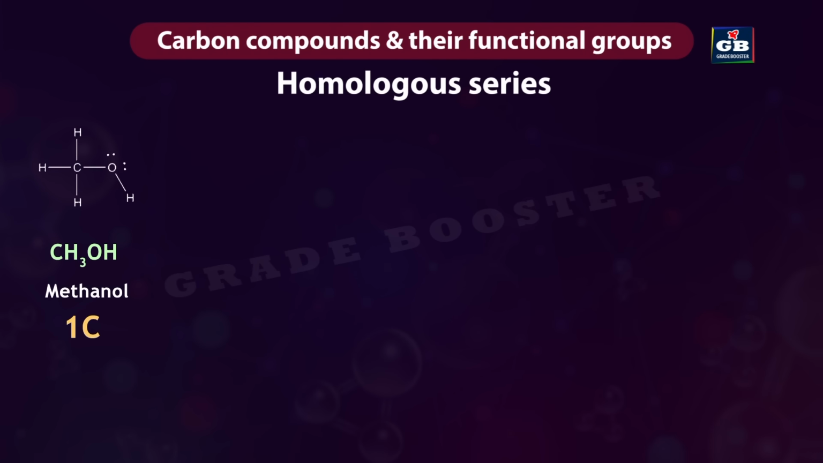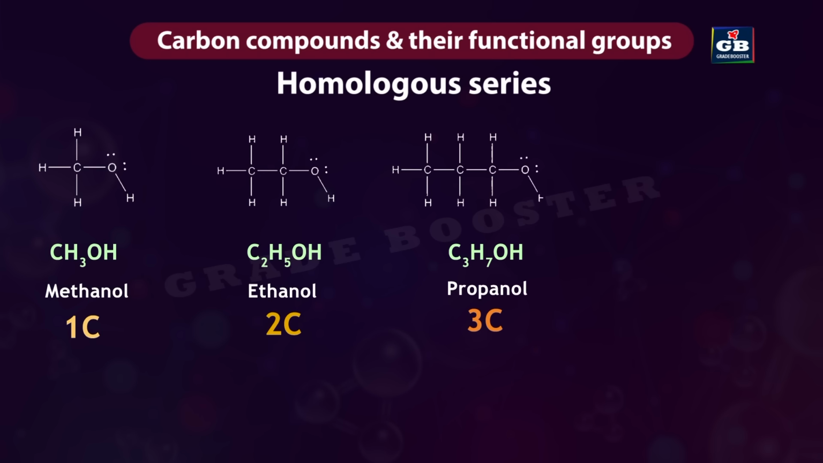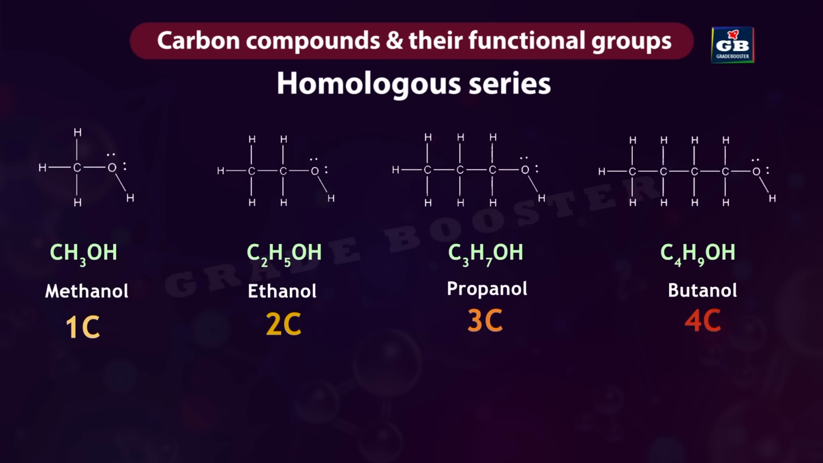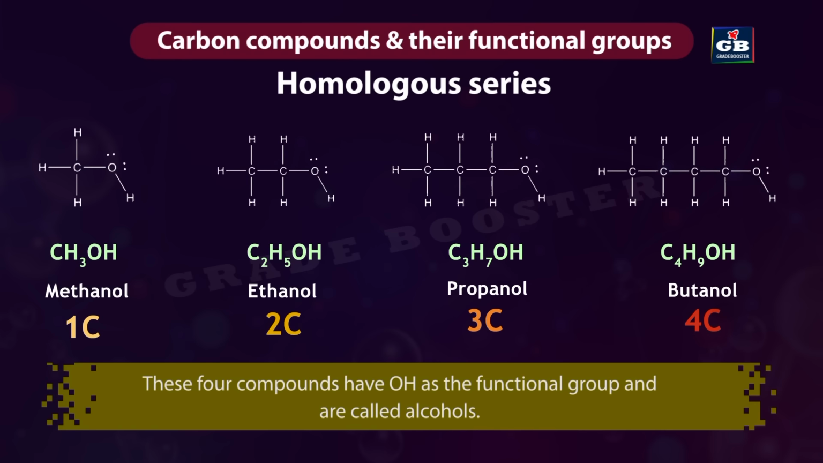CH3OH. This is methanol. It has 1 carbon in it. C2H5OH. This is ethanol. It has 2 carbons. C3H7OH. And this is propanol. It has 3 carbons. C4H9OH. This is butanol and it has 4 carbons. These 4 compounds have OH as the functional group and are called alcohols.